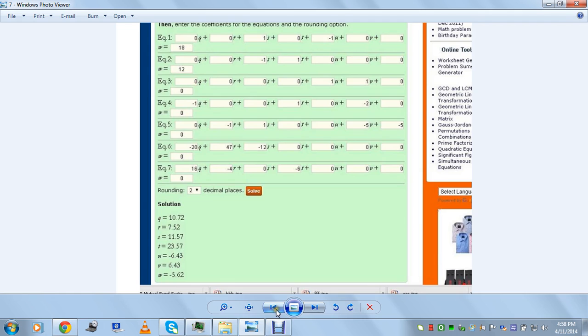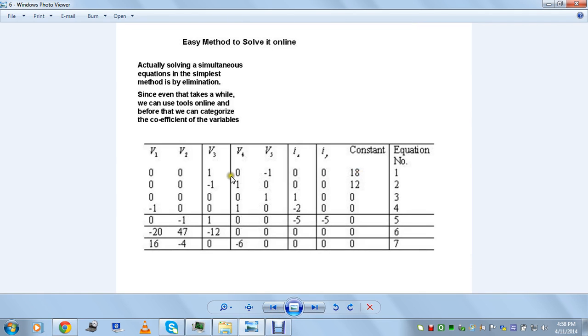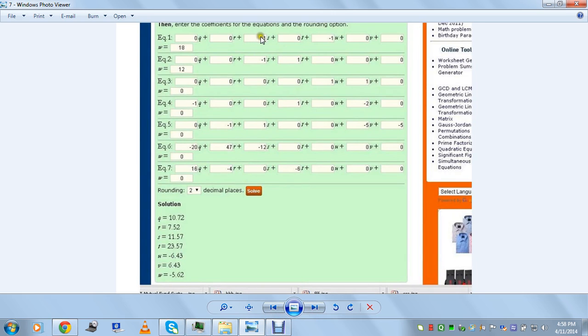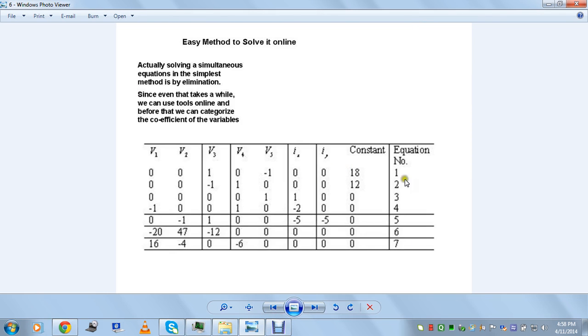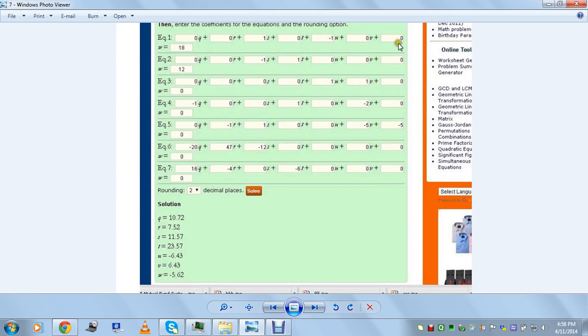Now if you see, the entered coefficients are 0, 0, 1, 0, minus 1 and 0, 0, 18. So equation number 1 is finished. In the same way, fill in all 7 equations' coefficients, and when you click solve, with rounding to 2 decimal places, all the 7 variables are solved here. Q to U are nothing but the voltage levels: V1, V2, V3, V4 and V5, and then Ix and Iy.